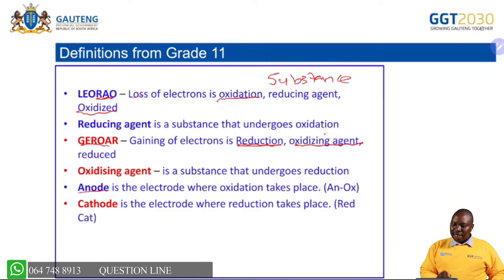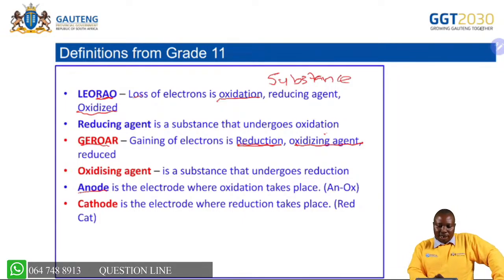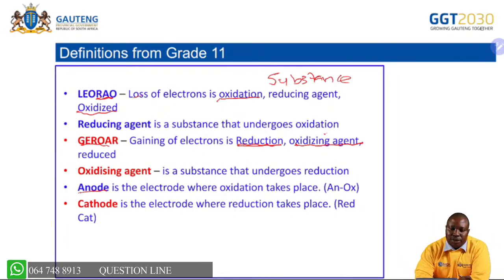We said an anode is a negative. You can take A for A, then N for negative. A negative electrode, we call it anode. A positive electrode, we call it cathode. But the definition of anode is the electrode where oxidation takes place.